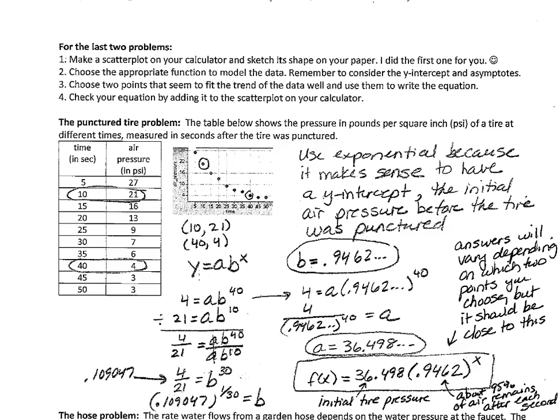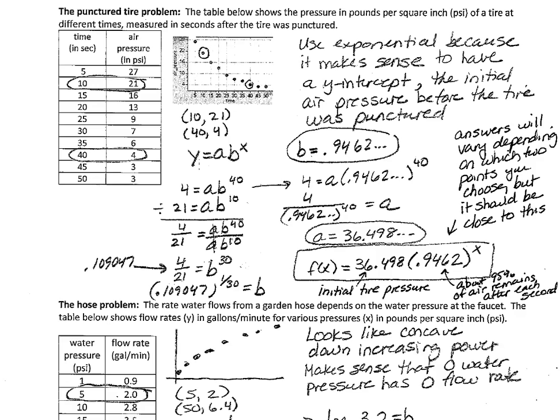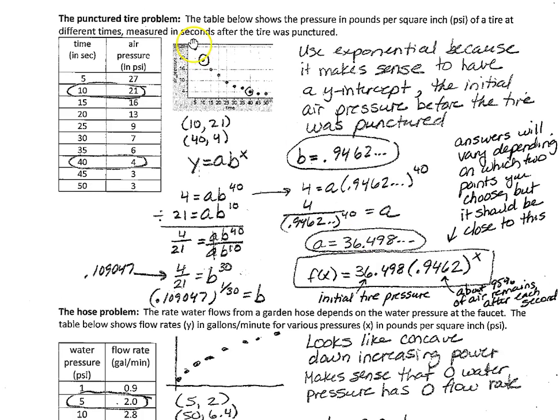Okay, in the tire problem, the punctured tire problem, I chose an exponential function rather than a decreasing power function because it makes sense to have a y-intercept. At time 0, there is air pressure in the tire before it's punctured. So we would expect to have a specific value for the air pressure.